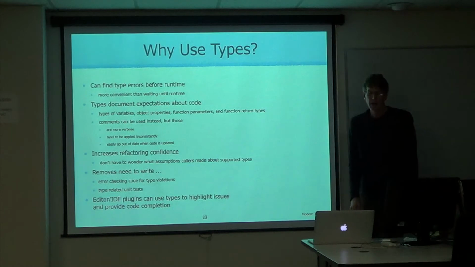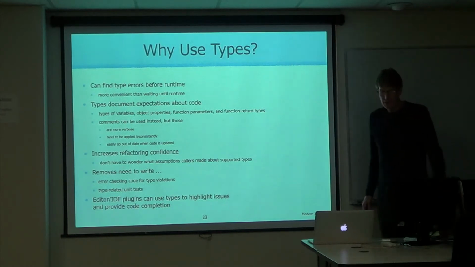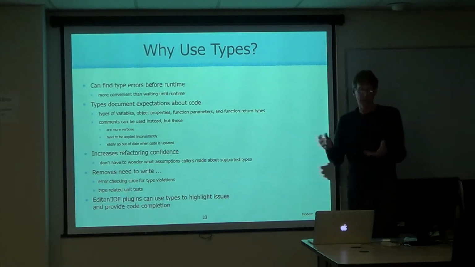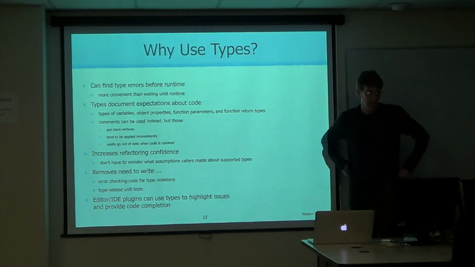Okay. Then I want to talk about using types in your JavaScript code. So why would you even want to do this? Well, it lets you find errors before you try to run your code rather than discovering them when you're testing the code. It lets you document your expectations, like what do you think is going to be passed to this function? What are you planning to return from this function? It definitely helps with refactoring.